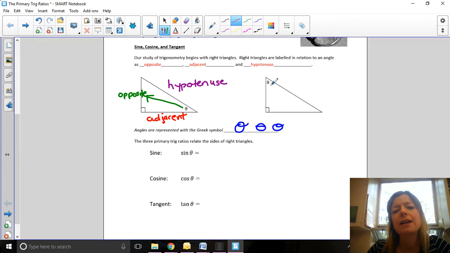Okay, so now in this right triangle, notice now that the angle we're referring to is up here instead of down there. So that doesn't change the hypotenuse. The hypotenuse is always the longest side, what we're used to calling the hypotenuse, but it does change where the opposite and the adjacent are.